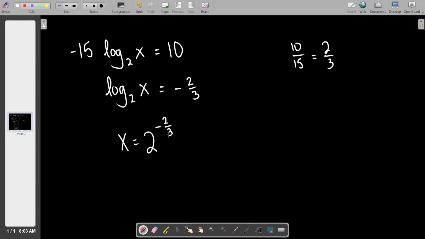So that's a double strike. You get double gooned on points if you leave an answer like that. A, because we don't want negative exponents, they're bad. And B, we don't want fractional exponents. So that exponent's a double whammy.